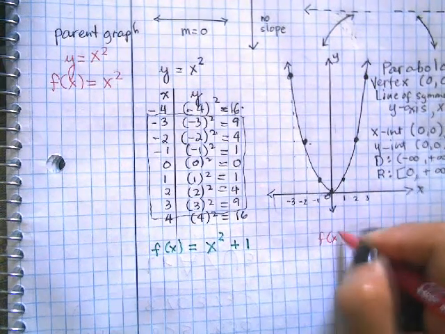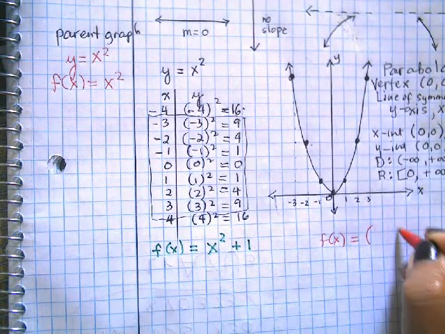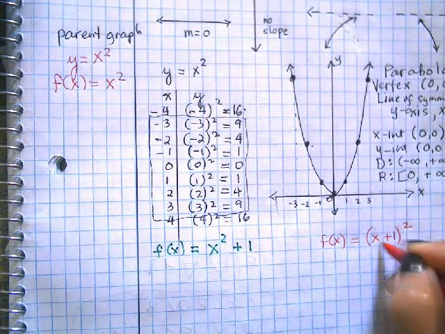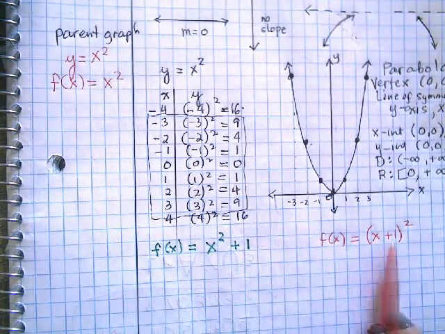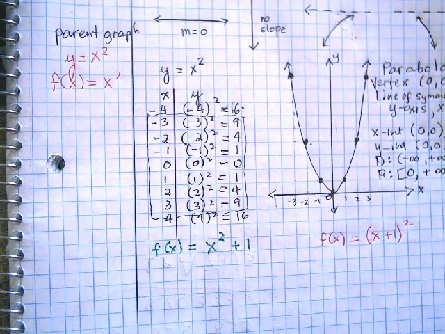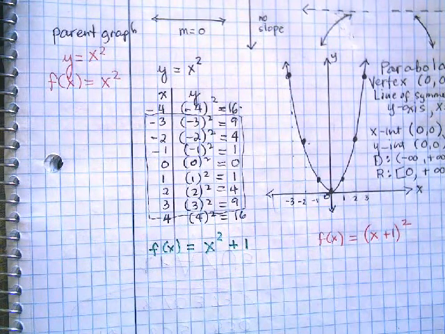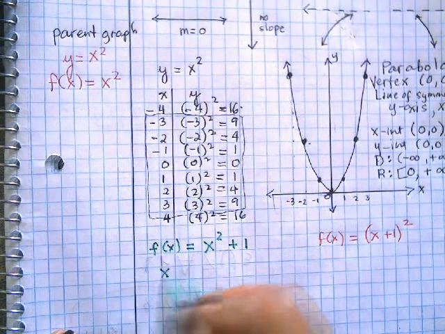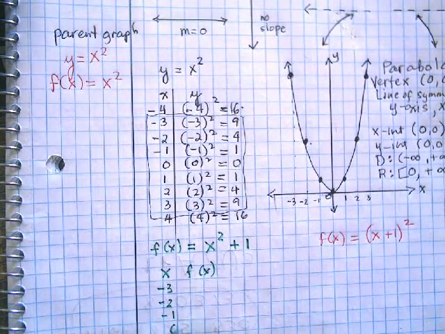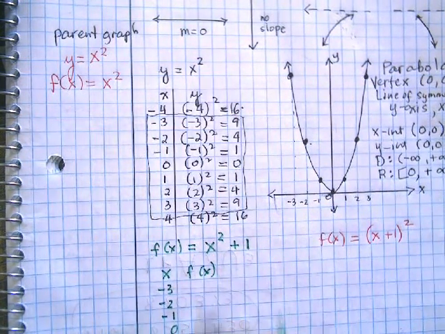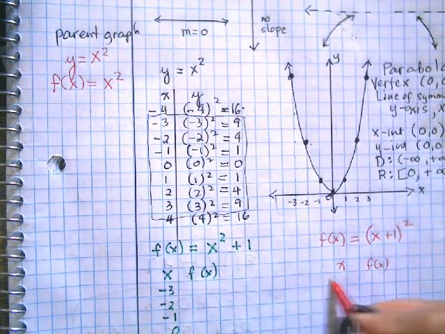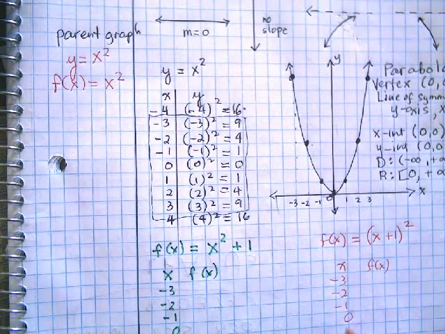F of x or y equals, what about if instead of x squared, I put 1 added to x. Here I added 1 to x squared. Here I will add 1 to x before I square it. Use the same values, okay? Let's start with negative 3. So let's make our x and y. So start with negative 3, negative 2, negative 1, 0, 1, 2, 3. Solve for the value here. The same thing here, with negative 3, negative 2, negative 1, 0, 1, 2, and 3.